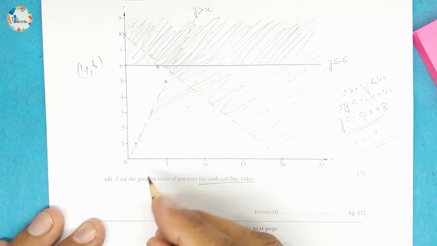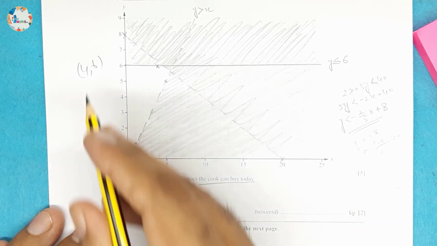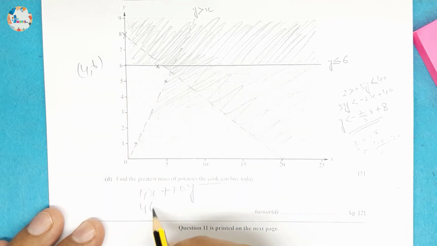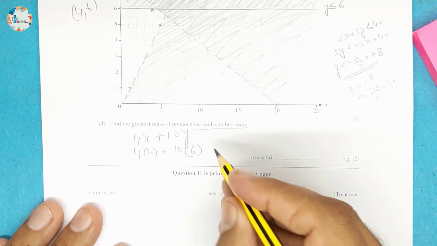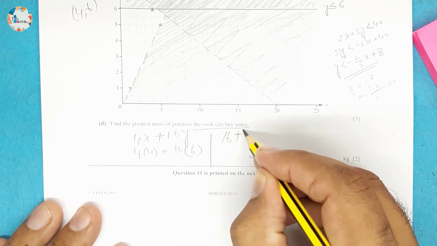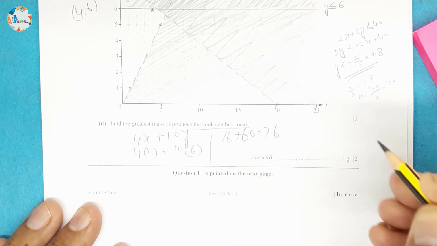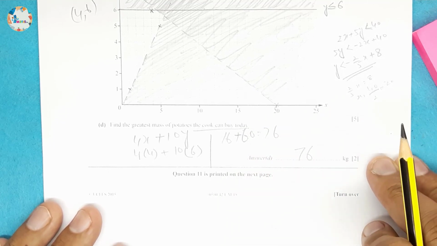So if we substitute into 4x plus 10y, with x equal to 4 and y equal to 6, we will get 16 plus 60, which is equal to 76. So 76 kg will be our answer for this part.